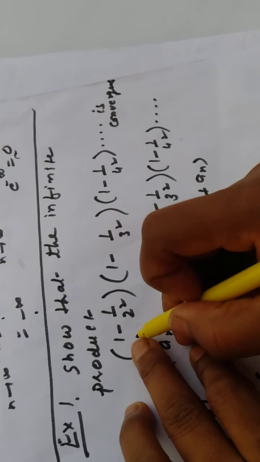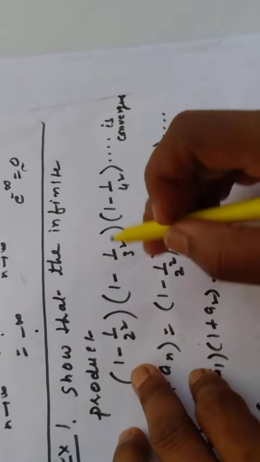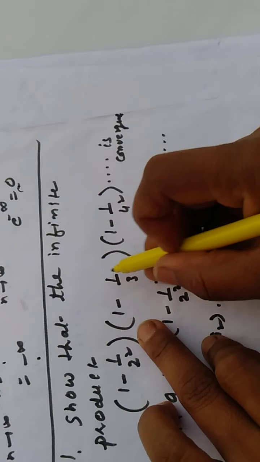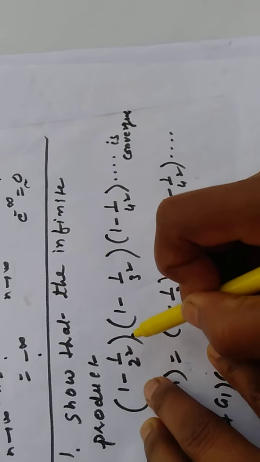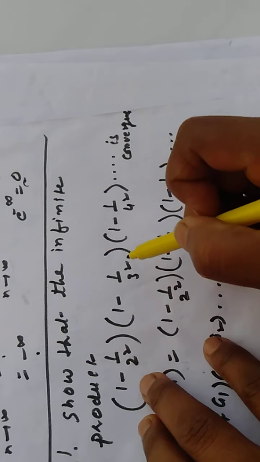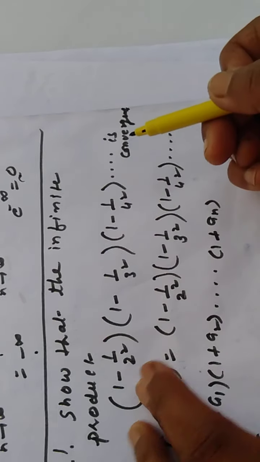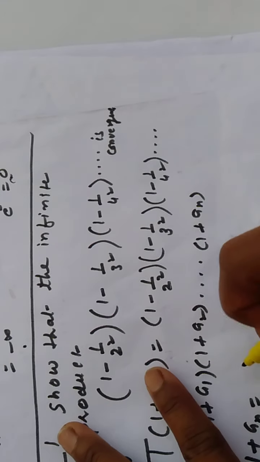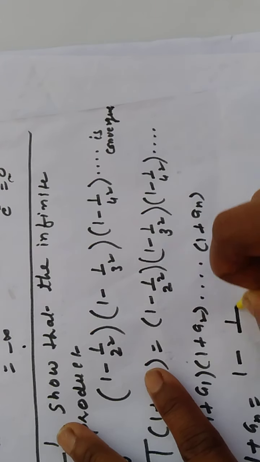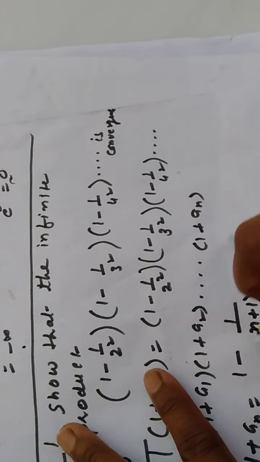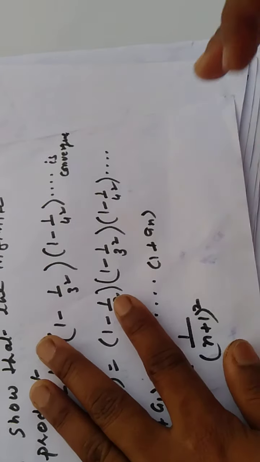See, the first factor has 1 minus 1 upon 2 square. The second factor has 1 minus 1 upon 3 square. In the first factor it is 2, in the second factor it is 3, in the third factor it is 4. So in the nth factor it must be n plus 1. So 1 plus an is 1 minus 1 upon (n plus 1) whole square, right?